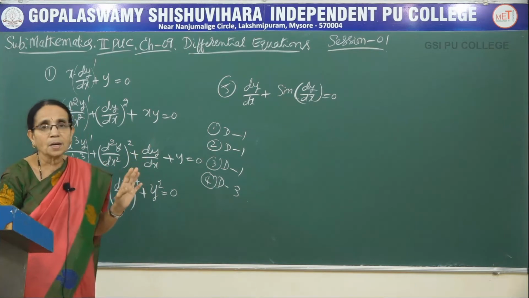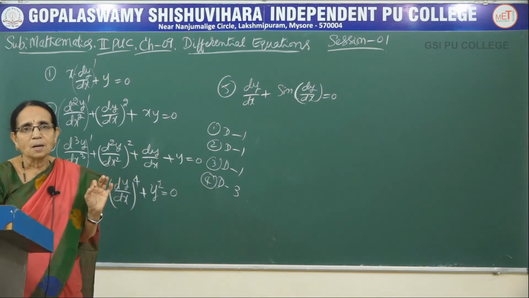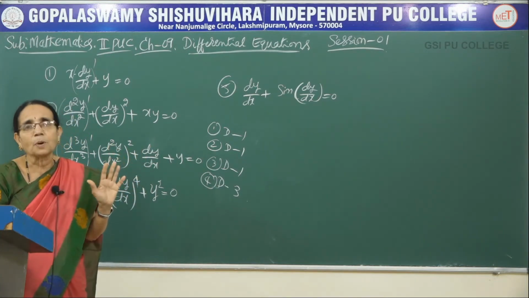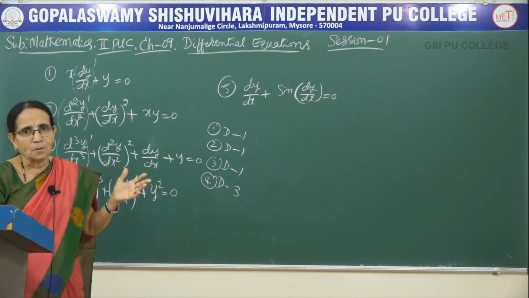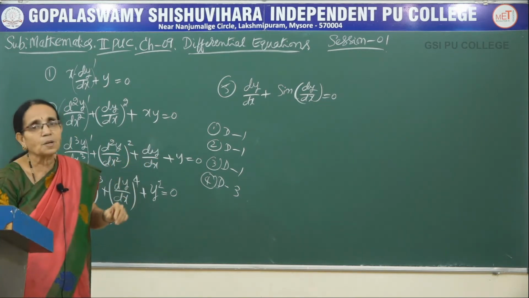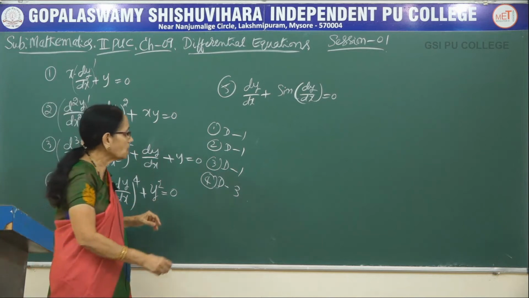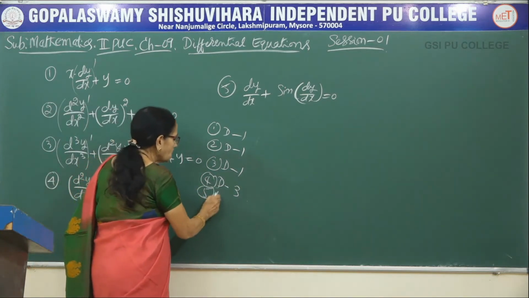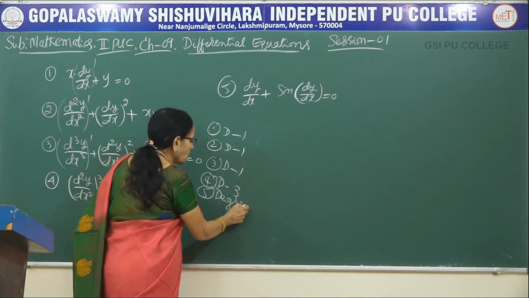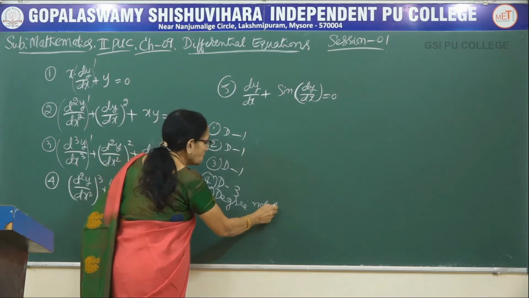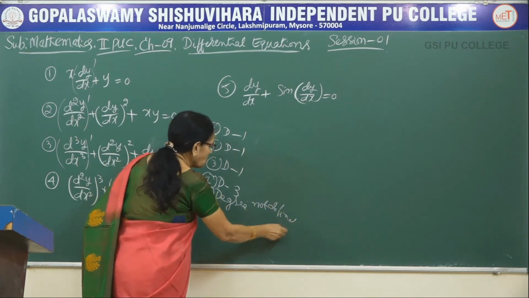Okay. Now, come to the last example. I told you already, to find the degree, it has to be a polynomial in the derivative, whereas we are having sin of dy by dx. Therefore, here what you should write is, the degree not defined. Okay, you have to write it, the degree not defined.